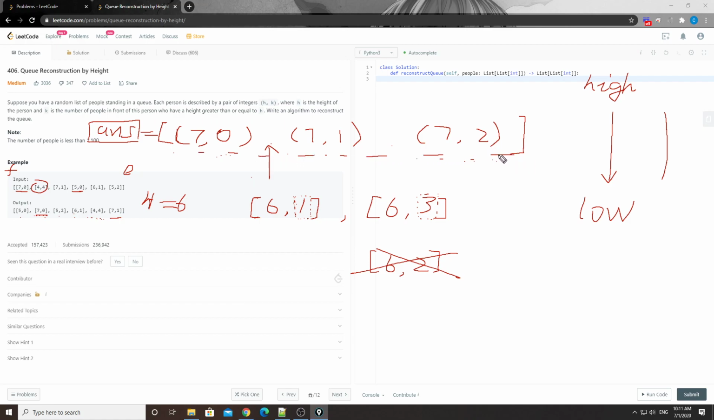So if we're really asked this question during an interview, it's not that obvious. I don't think everyone can come up with this kind of observation really quickly and easily. Especially since we need to first start from the highest height to the lowest height, and then the second element will be our index to insert, right?